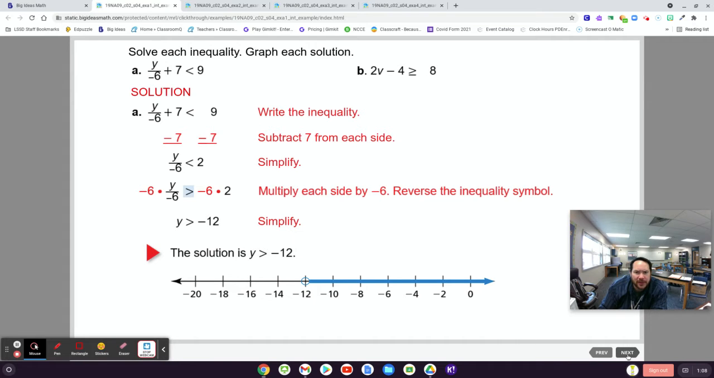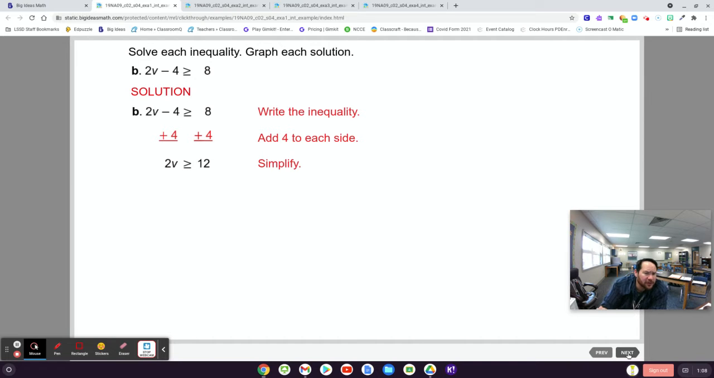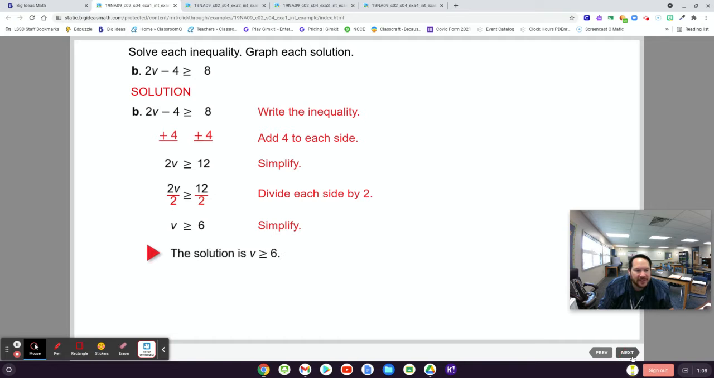Okay, let's jump on to B here. So here we've got 2v minus 4 is greater than or equal to 8. What is a good first step to solve this? Yes, you're going to want to add 4 to each side. So now you get 2v is greater than or equal to 12. And then what do we do? Yeah, we divide by 2. And you're dividing by positive 2. You don't turn the sign around. Only when you multiply or divide by a negative. So the sign stays the same, and you get v is greater than or equal to 6.